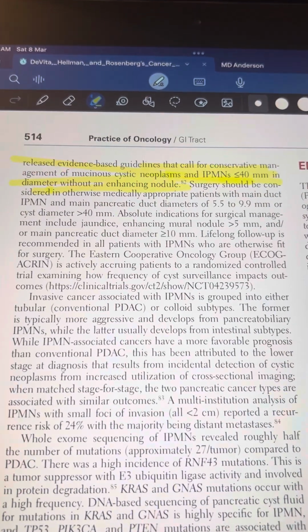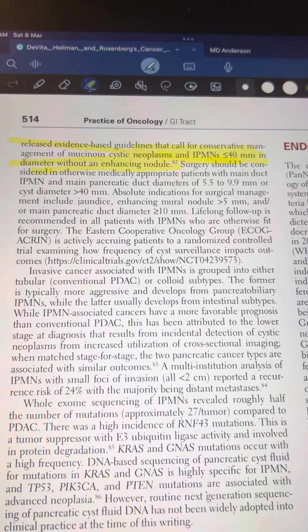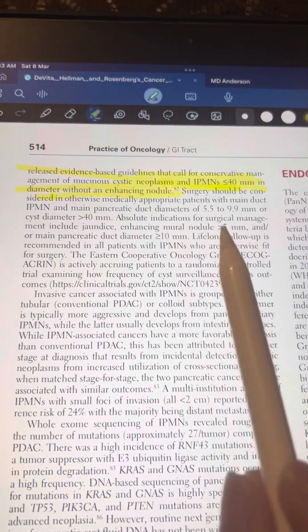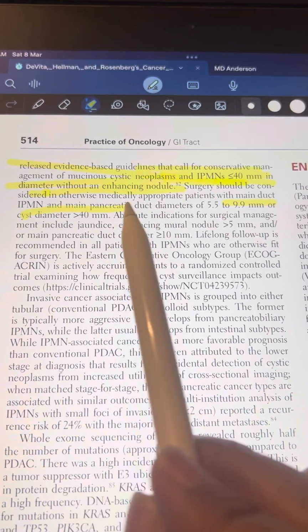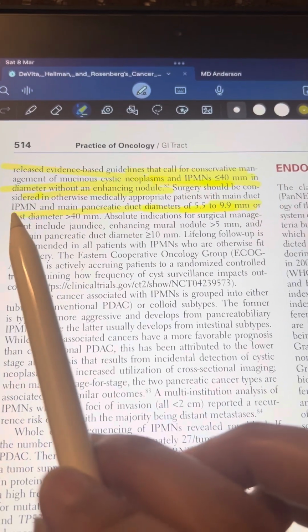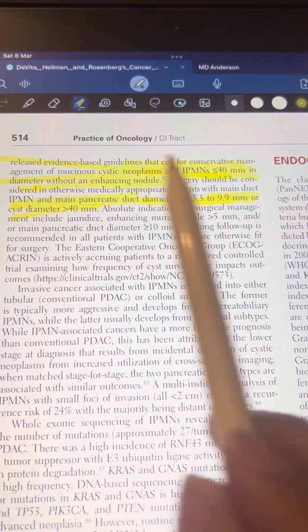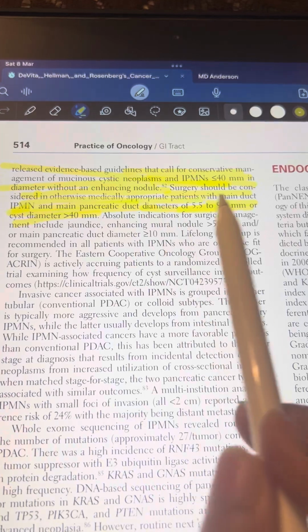So surgery should be done in an otherwise medically appropriate patient when there is main duct IPMN with a main pancreatic duct diameter of 5.5 to 9.9 mm, or a cyst diameter of more than 4 mm. Then surgery should be considered.